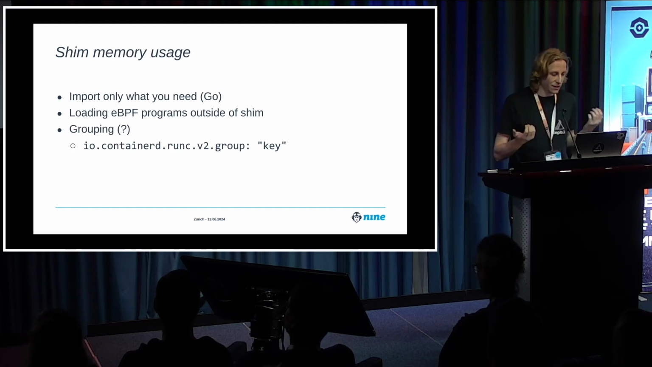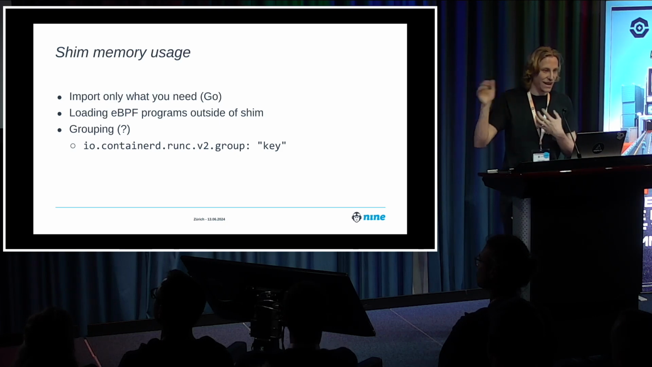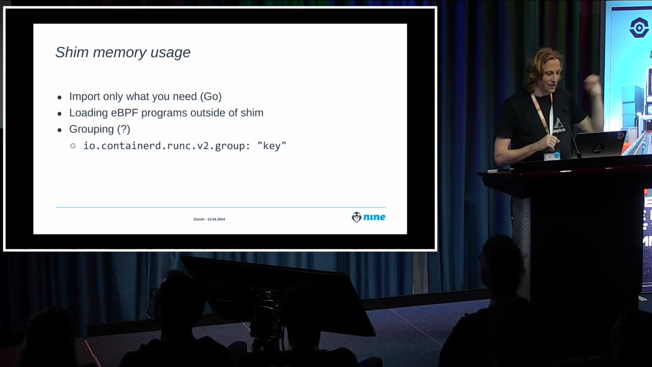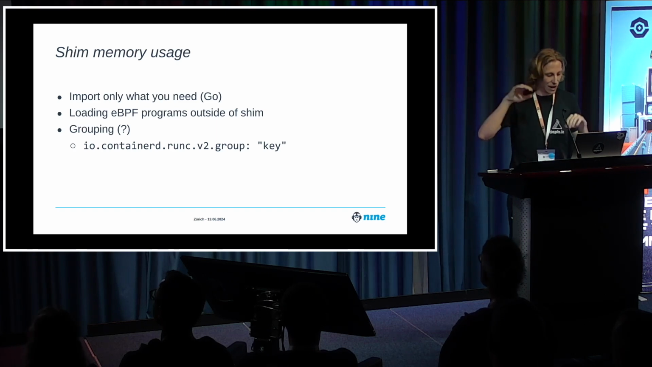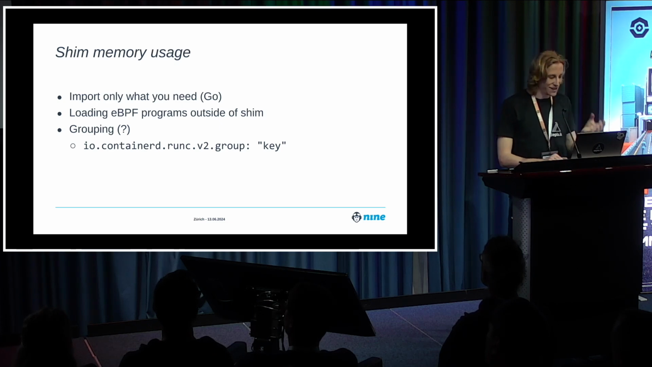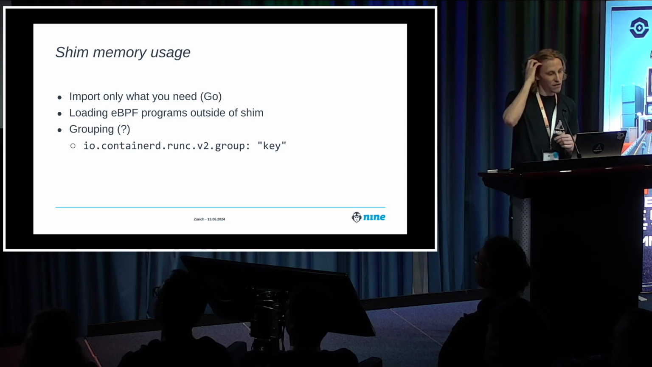It's written in Go, and sometimes if you import some package in Go, that package might do something in init and will allocate memory. And that's something I realized. I had a single constant imported, which imported API machinery. In the end I figured out that it was that, and just moved that constant into my own program, and we're good. Loading eBPF programs is also very memory intensive.